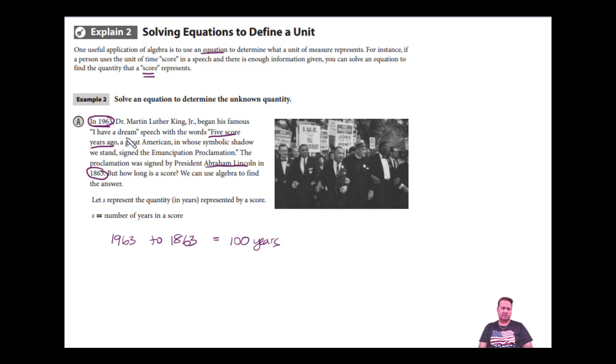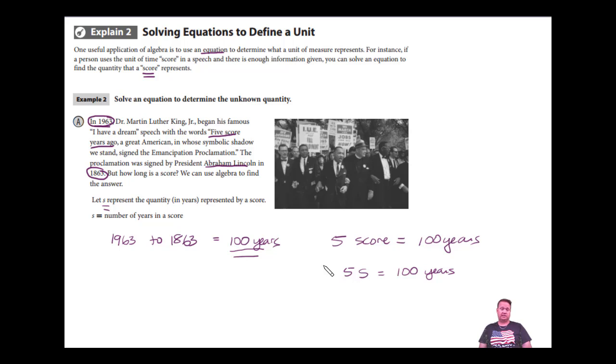If I read this speech, it says, I have a dream, five score years ago. Well, that was this many years ago. So 5 score must be equal to 100 years. And if I look further, it says, let S represent the quantity in years of a score. So instead of writing 5 score, we're just going to write 5S equals 100 years. We would like to figure out how many years are in a score.